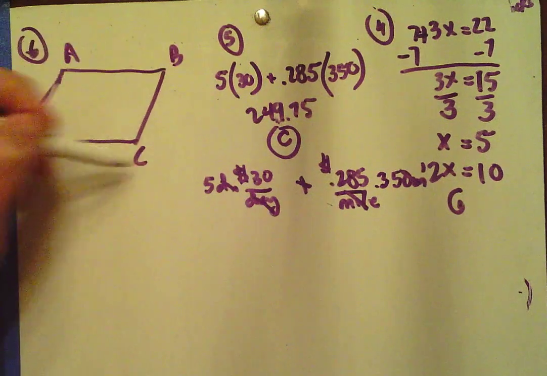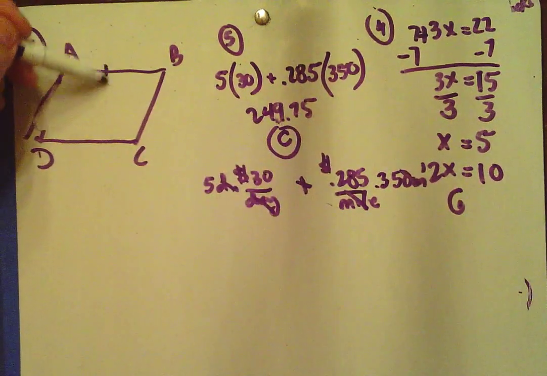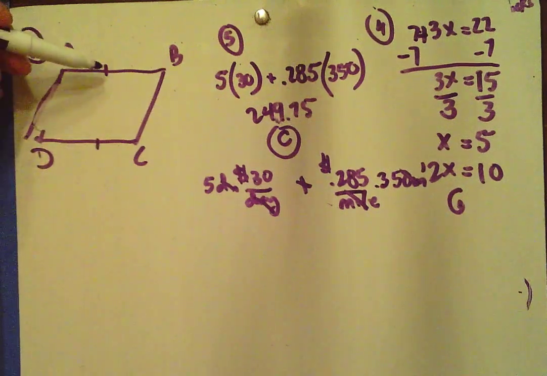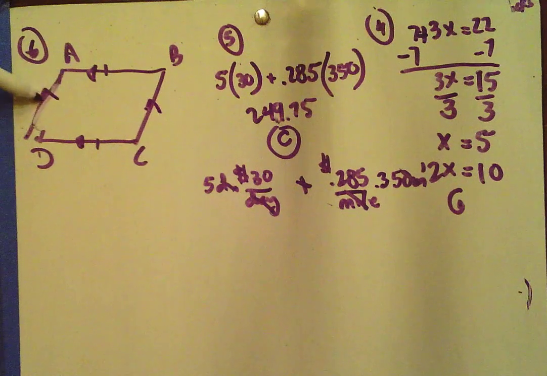A, B, C, D. And there are a whole lot of properties we should recall from geometry about parallelograms. First of all, opposite sides are congruent, but they're also parallel. So these are parallel and they are congruent.